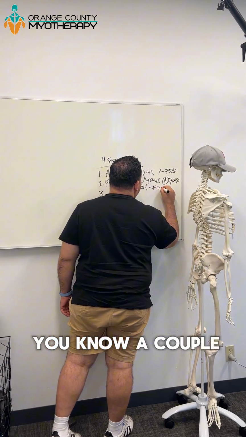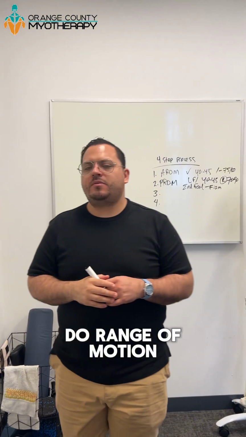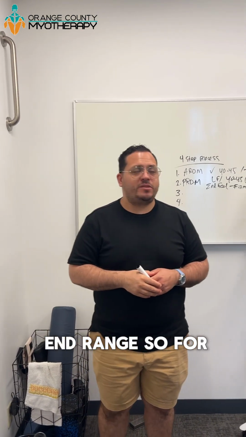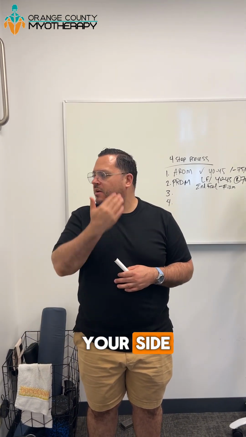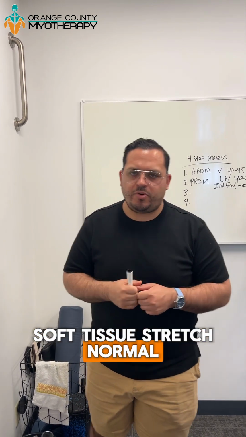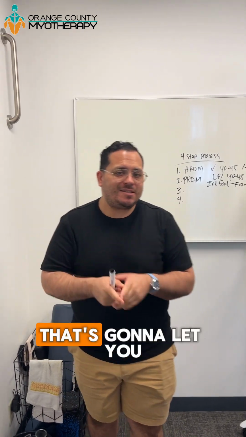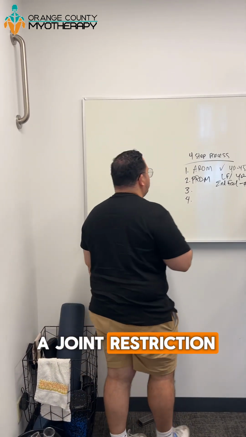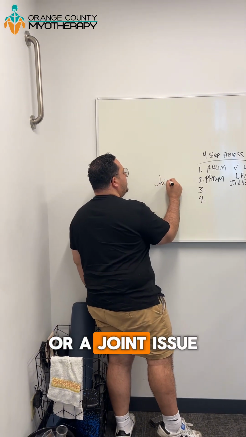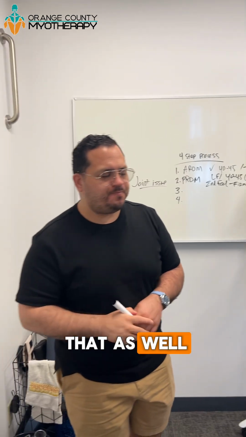That just lets you know a couple of things. Whenever you have them do range of motion, you get them to end range. For example, if they look to your side, you apply a little bit of overpressure, and if it's a soft tissue stretch, that's normal. If you start to feel a hard, bony end feel, that's going to let you know that there is a joint restriction or a joint issue. I'll teach you later how I assess that as well.